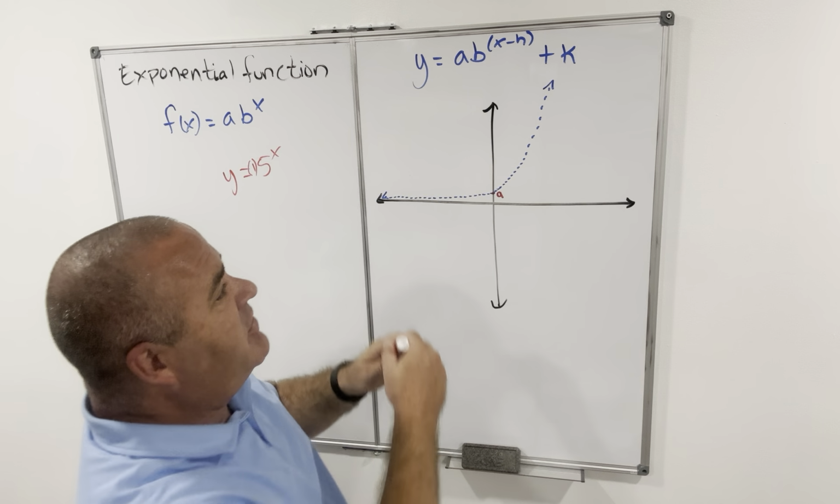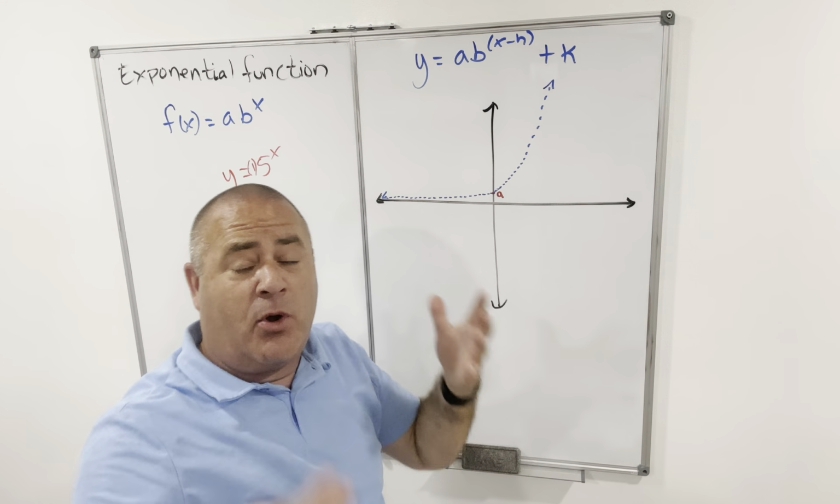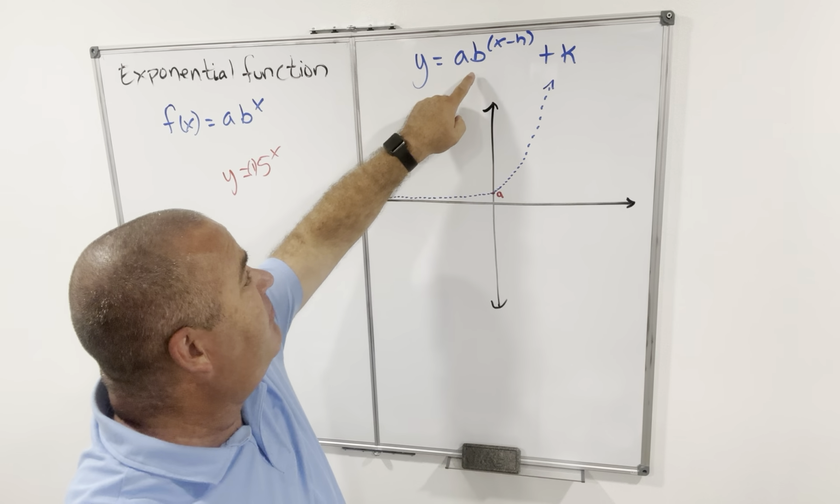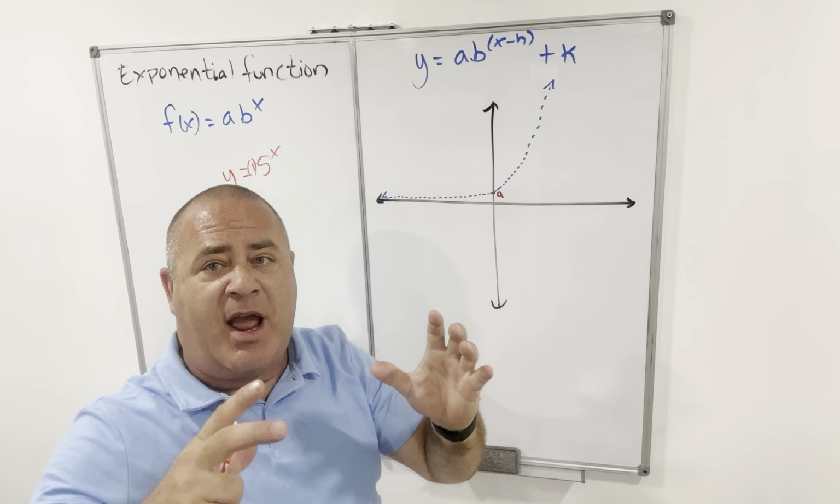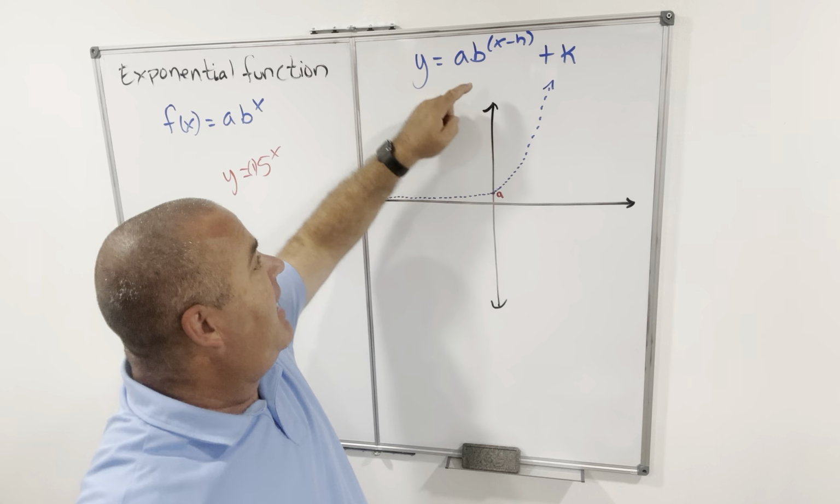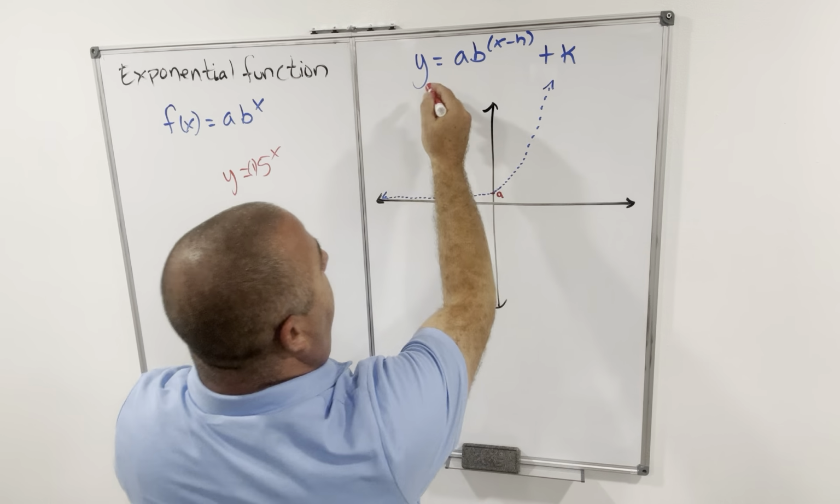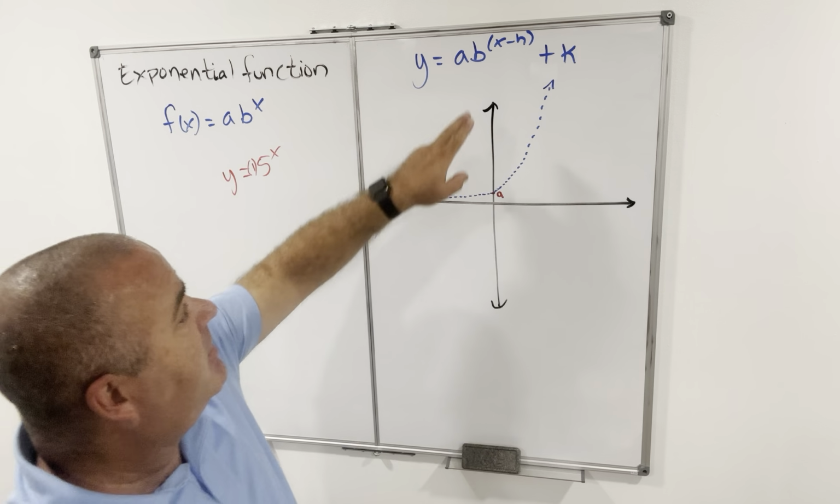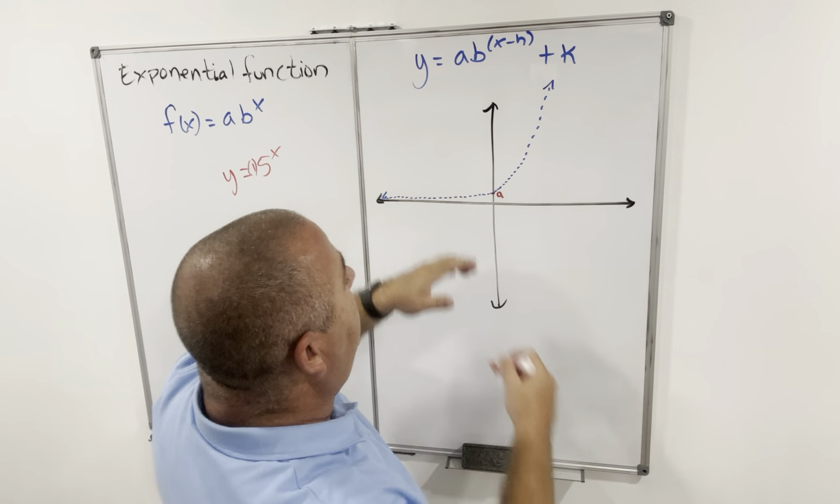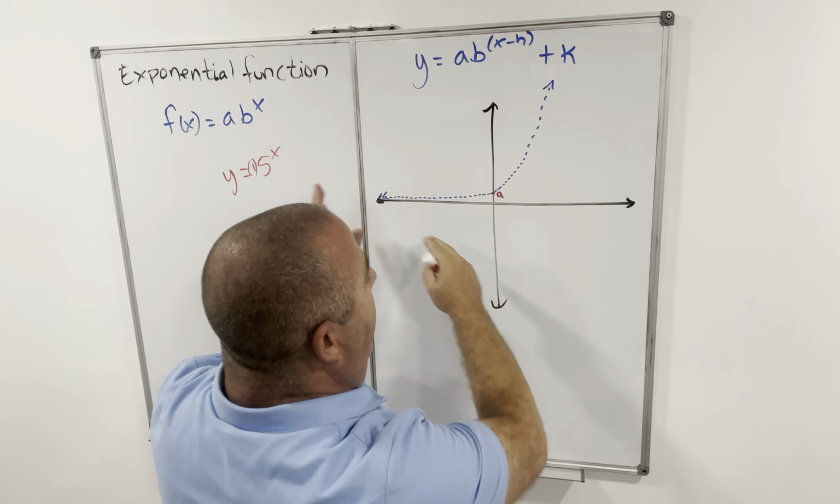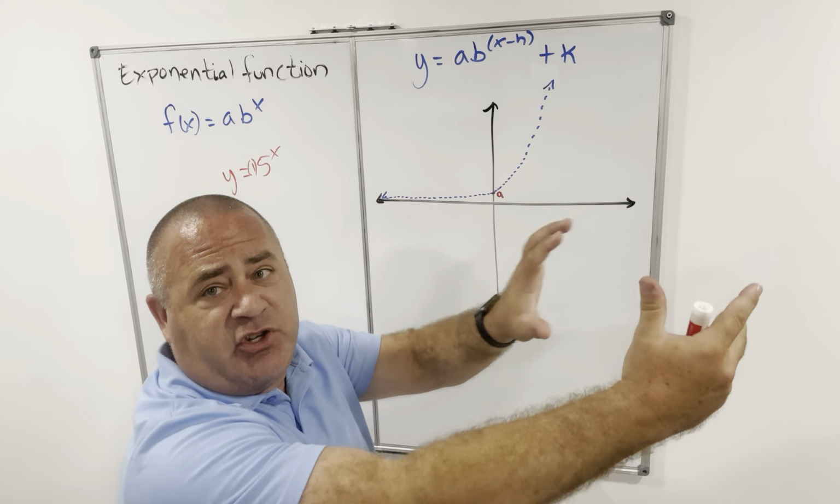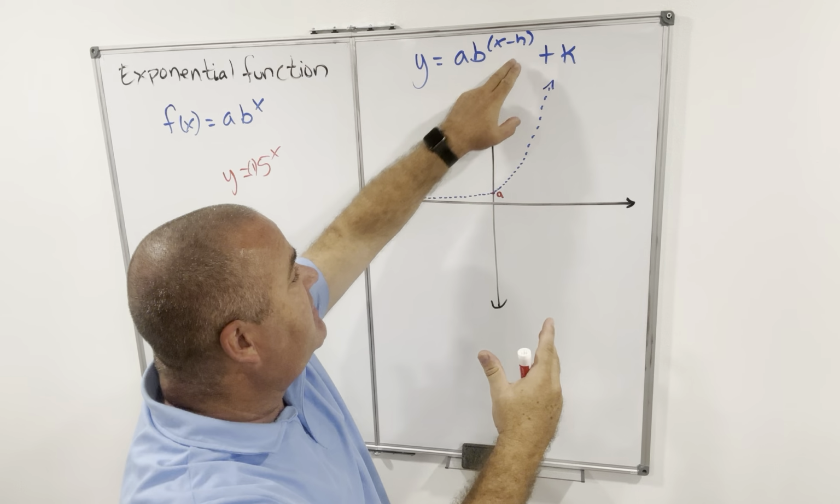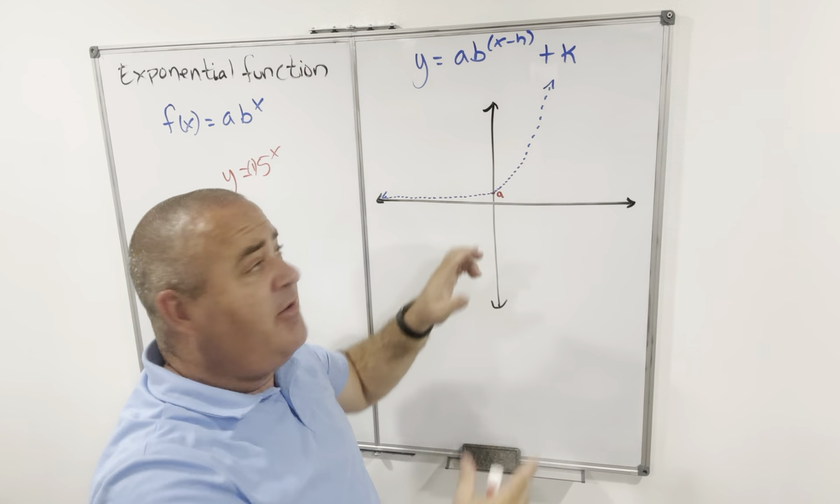B will determine how fast you're going up or how slowly it's decaying. If b is between 0 and 1, if b is a fraction less than 1, then you're actually going to flip this on the y-axis and you're going to come this direction, but you're going to keep that same y-intercept. Now our h and k, once we've determined what our normal graph looks like, the h and k is going to be shifting it left and right in the case of h, or up and down with the k.